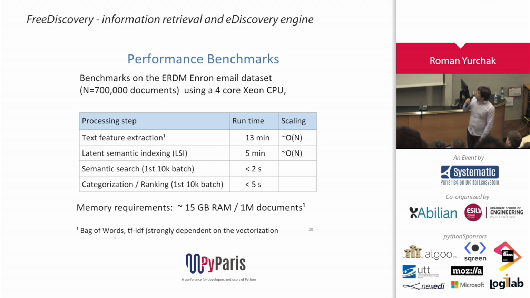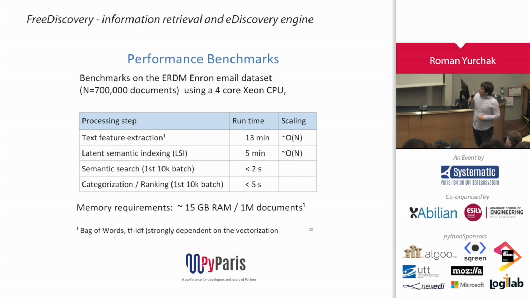So let's look at the performance of different processing steps. Again, on this data set of 700,000 documents, which is the Enron data set, the part that takes the longest are the first two steps. Those we can compute beforehand, so they're not really that problematic. What's a bit more problematic is that they scale with the number of documents. So we couldn't scale to 10 million documents; that would be much more difficult. Also, the RAM requirements are approximately 15 gigabytes per million documents, so scaling much beyond that would be harder.